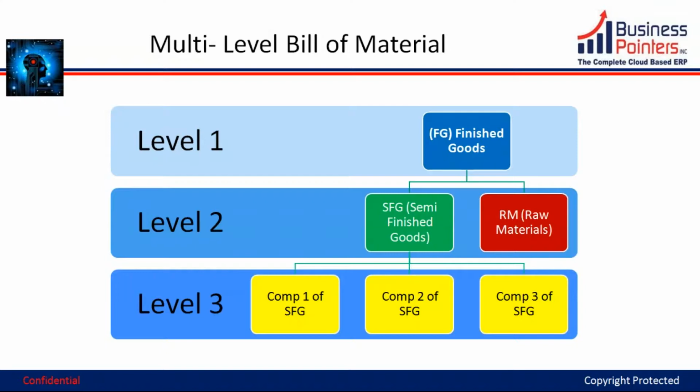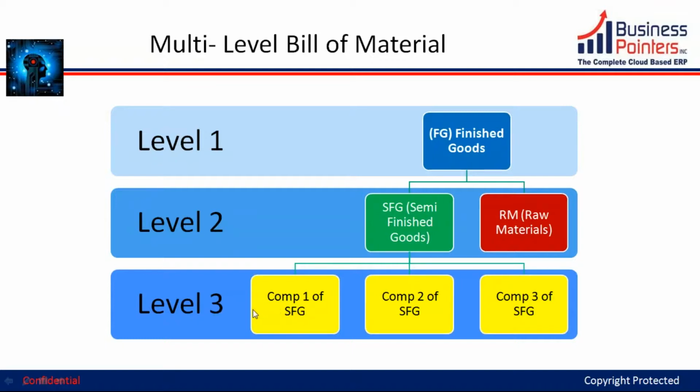Now, if you see over here, we have multi-level bill of materials. Level 1, which is the finished good. Level 2, which is the semi-finished good and the raw material used to make the finished good. So we have the components of finished good as the semi-finished good and the raw material.